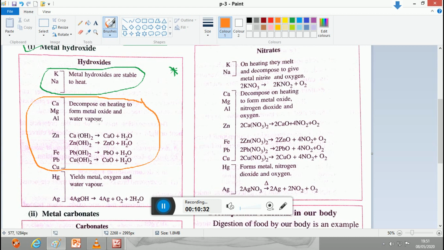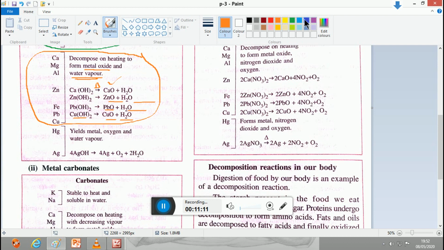on heating their hydroxides, will produce metal oxides and water vapor. On heating their nitrates also, these elements, calcium to copper, will produce their respective oxides. Calcium hydroxide when heated gives calcium oxide and water; zinc hydroxide gives zinc oxide and water; lead hydroxide gives lead oxide and water; similarly copper hydroxide gives copper oxide and water. Mercury and silver on heating directly yield metal, oxygen and water vapor.